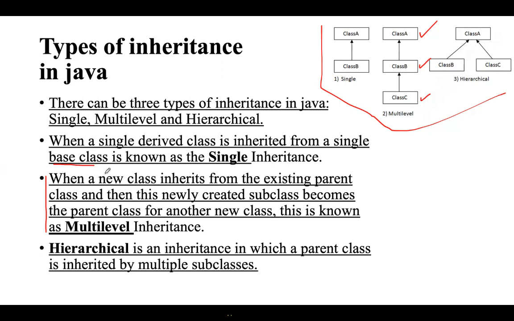Here we are using the words new class. When a new class inherits from an existing class, you can say class C is inherited from existing class B. And then this newly created subclass becomes the parent for another new class. Then this is known as multi-level.